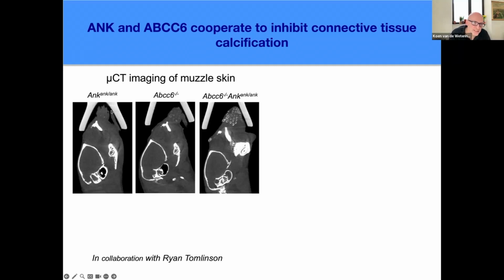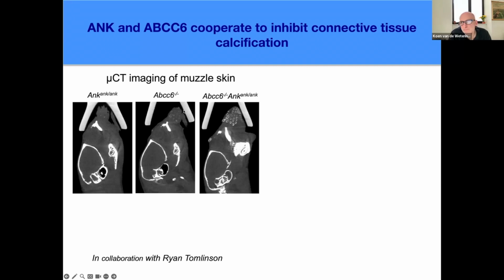And what we found is that animals that lack ENK have a little bit of calcification in their skin, because this piece of the animal should not contain any mineralization. This is normal, because that's just the skull and this is the mandible. That all should be there. But this little bit of calcification shouldn't be there. And there's more calcification in animals that didn't have ABCC6.